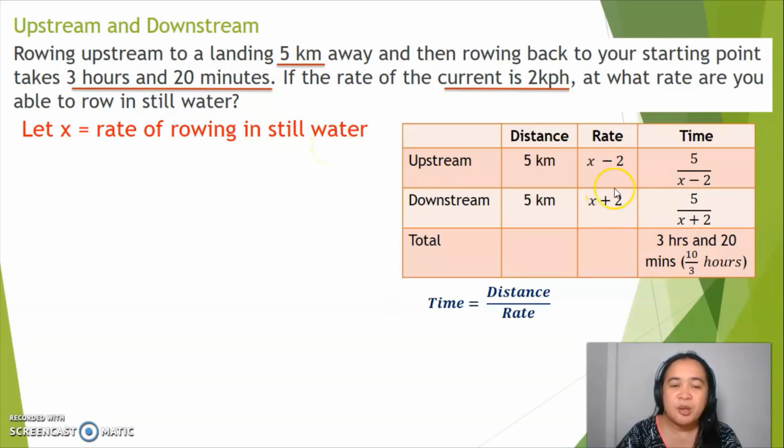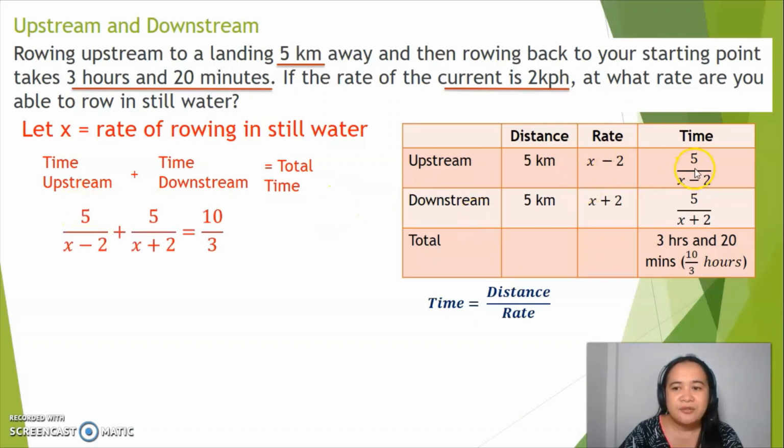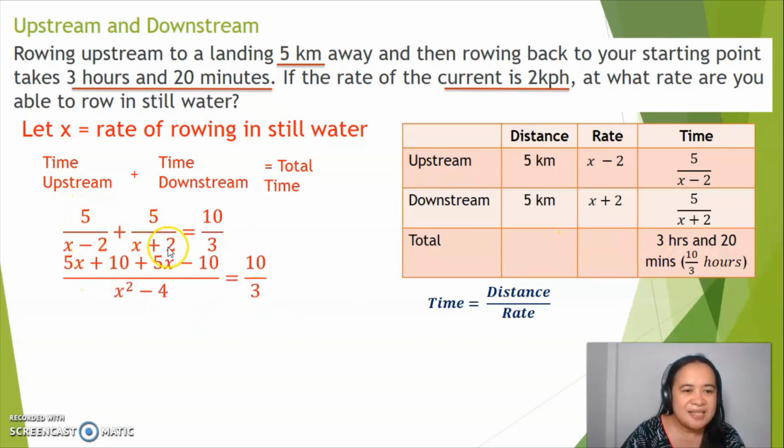So meaning, if there is no current, that would be the rate. Now, time upstream plus time downstream is the total time. So let's substitute here. So 5 over x minus 2 plus 5 over x plus 2 equals 10 over 3, the total time. So with this, we cross multiply. So this would be 5x plus 10. The other one would be 5x minus 10. Take note, x minus 2 times x plus 2 would be x squared minus 4.